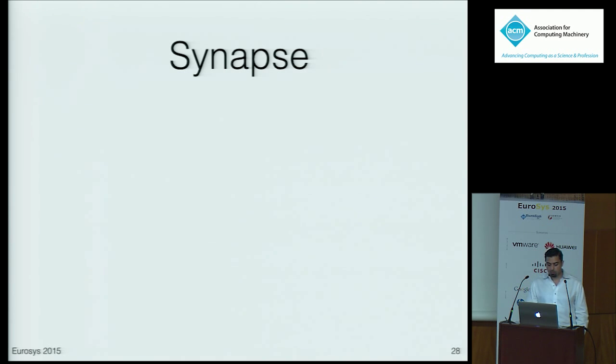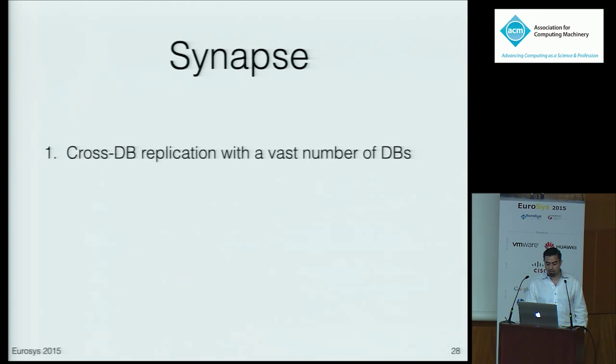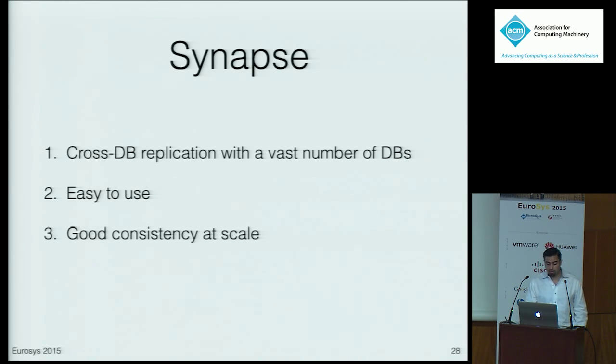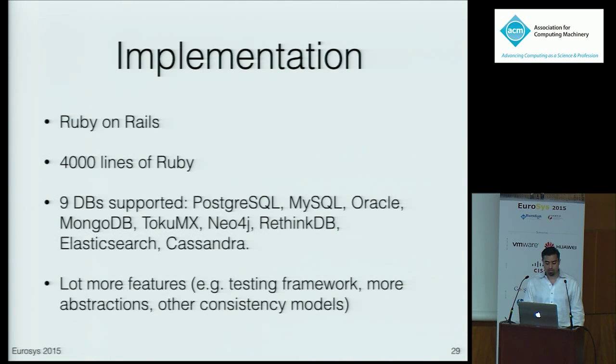To summarize, we have a framework to share data in a clean manner to do cross-database replication that is easy to use, with good consistency at scale, and is fault-tolerant. We implemented Synapse on Ruby on Rails in 4,000 lines of Ruby. Synapse currently supports 9 databases. We implemented more features besides what I talked about. For example, we provide a comprehensive testing framework so developers can write integration tests of their publishers and subscribers.